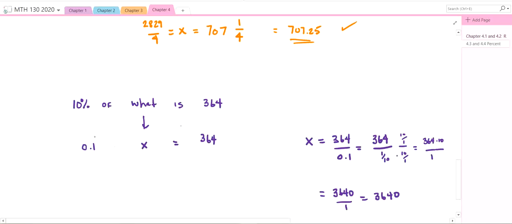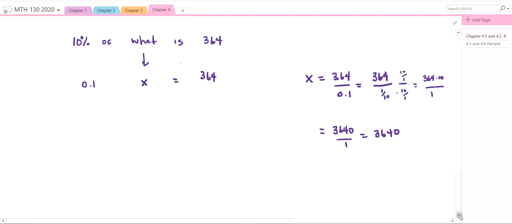So 10% of 3640 is 364, and that makes sense. A tenth of this would mean you just move the decimal place. If this is 10% of something, then we would move the decimal place 1 to the left, yeah, and you'd end up with 364. So it all makes sense, and that's comforting.